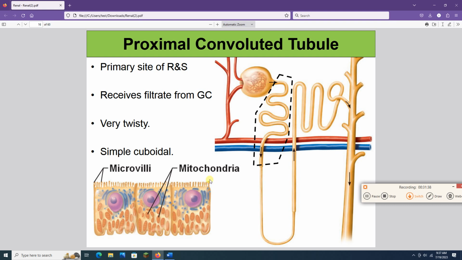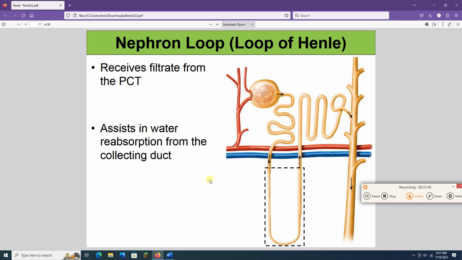Okay, that's our proximal convoluted tubule. From it, the filtrate travels through the nephron loop or loop of Henle, which gets involved in this complicated process, which we are going to just sum up and say the loop of Henle helps us reabsorb water later on from our collecting duct. So later on, especially if you are dehydrated, you need to reabsorb water from your collecting duct. So you pee away less water.